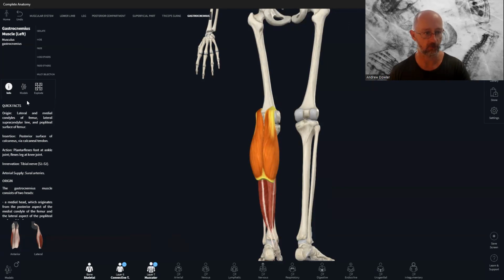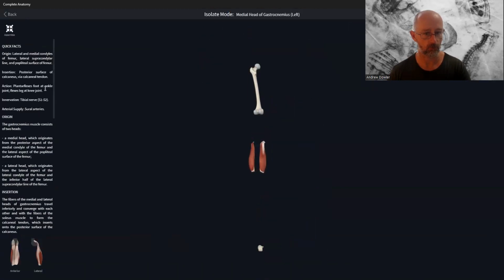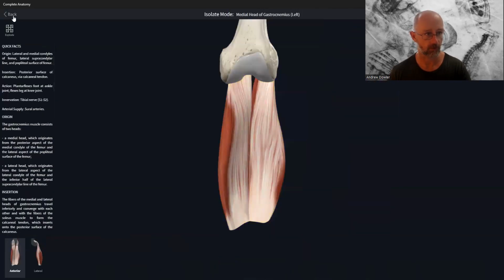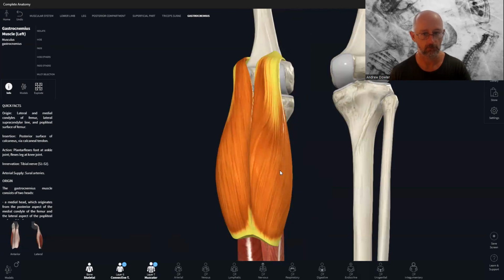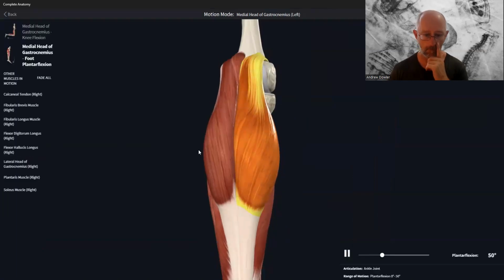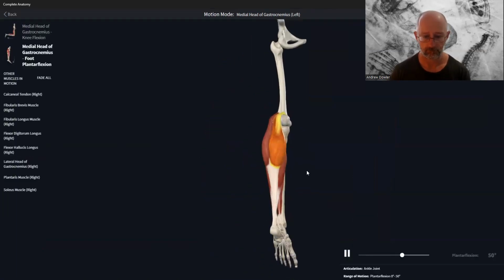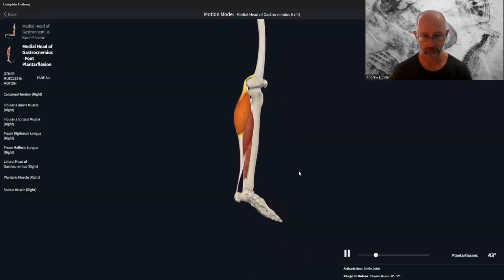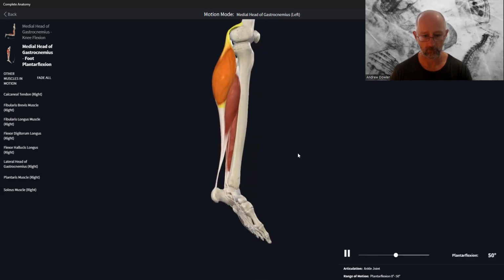So if we have a look at its movement. Go back on that. Oh, that looks cool. Doesn't seem to have a motion for this one for some reason. Back. There you go, motion. So here we have full plantar flexion. Think calf raise.